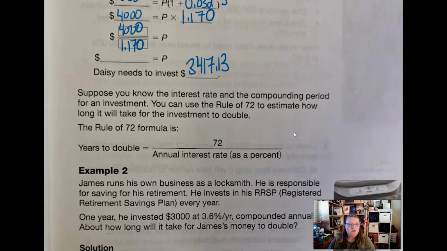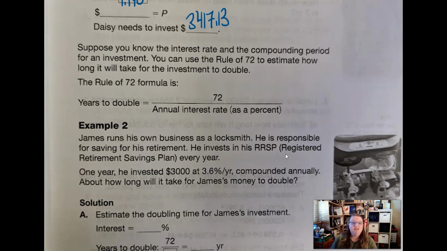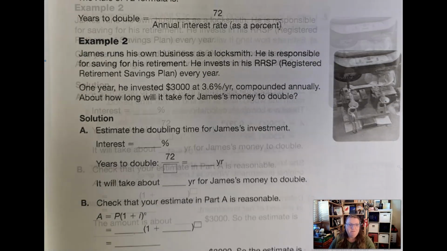Let's see. Suppose you know the interest. Okay, so the rule of 72 now. If you know the interest rate and compound period for an investment, which is what we knew before, we had the interest rate and the compound period, you can use this rule of 72 to estimate how long it'll take for an investment to double. So the rule of 72 is really simple. The years to double is 72 over your annual interest rate as a percentage. So let's look at this as an example.